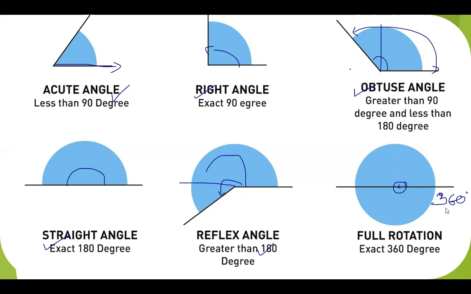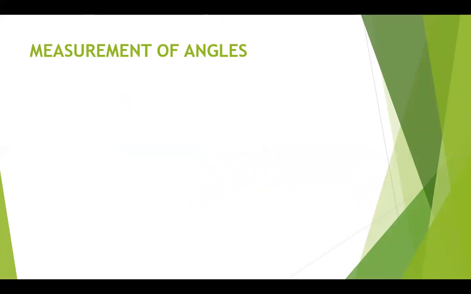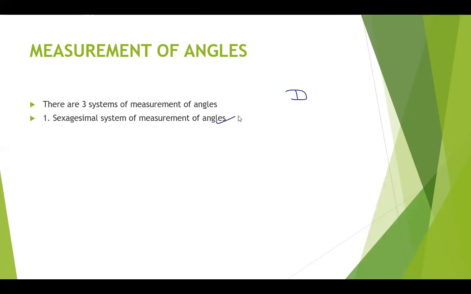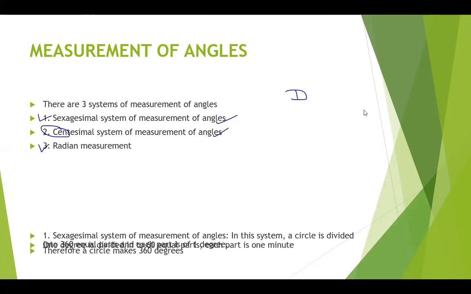Now, there are three systems of measurement of angles. In your elementary classes, you have studied only the degree measure. But exactly, there are three systems of measurement of angles. First one is the sexagesimal system. Second one is the centesimal system. Third one is radian measure. You are not going to study the centesimal system. We are going to discuss the sexagesimal system of measurement of angles and the radian measurement. Sexagesimal you are already familiar with.